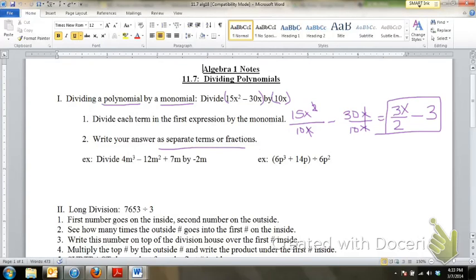You write it as separate terms of fractions. Do not write it as one big fraction. Okay, they're their own separate little mini problems. So let's try the first example.